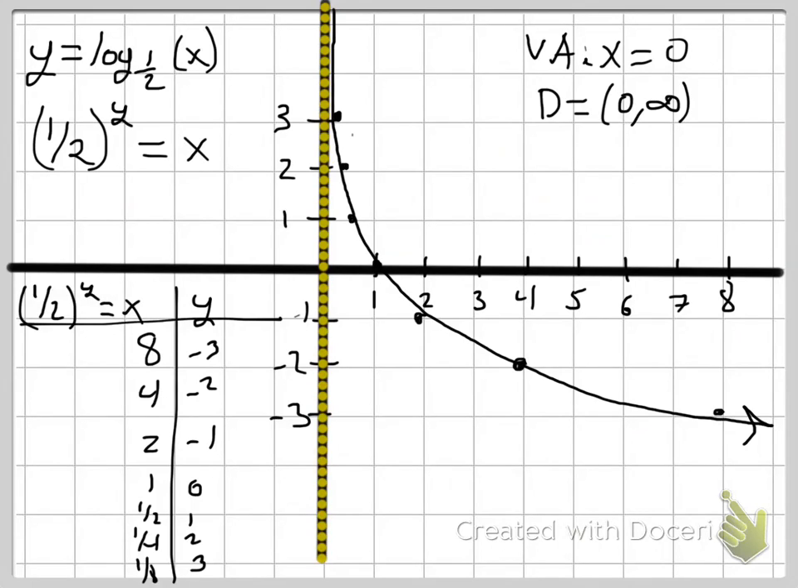Oh, we didn't put the range in. Why don't we put the range in? Range is high to low, or low to high, so it's going forever to negative infinity, and goes all the way up to infinity. So remember I said it was going to be decreasing if the base was less than 1, between 0 and 1. And there you go. There's graphing logarithms.